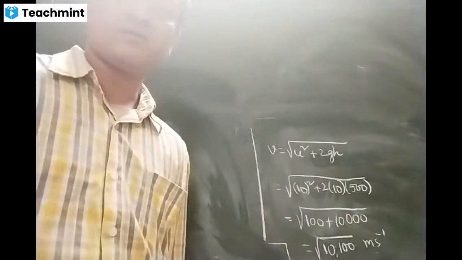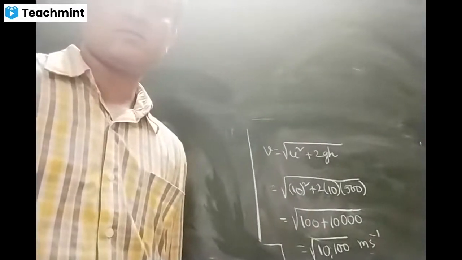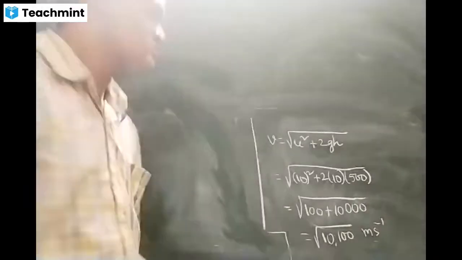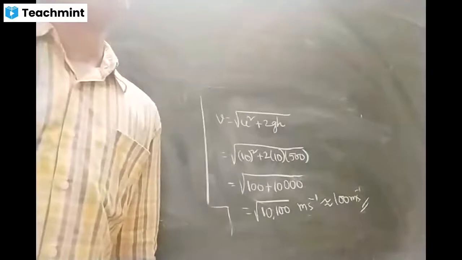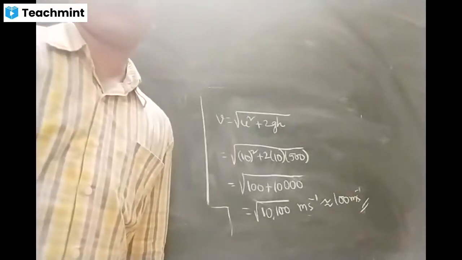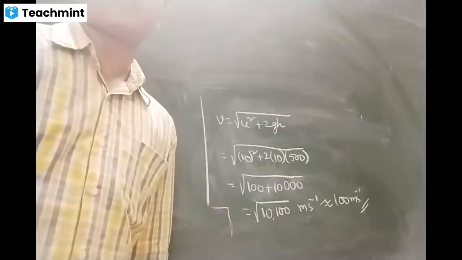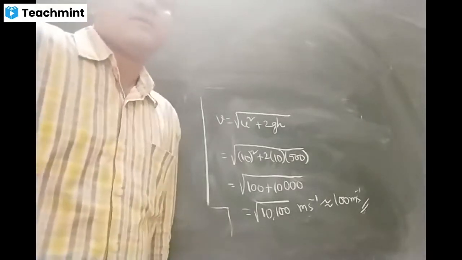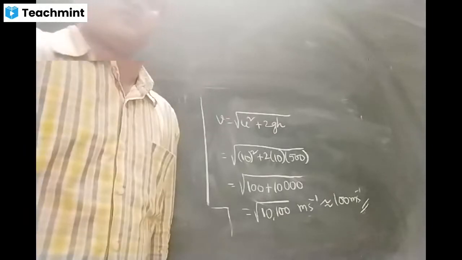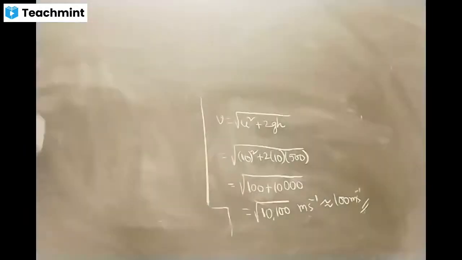This is the close value, approximately 100 meter per second. That means it strikes the ground with a speed of 100 meter per second. Okay, ma'am?